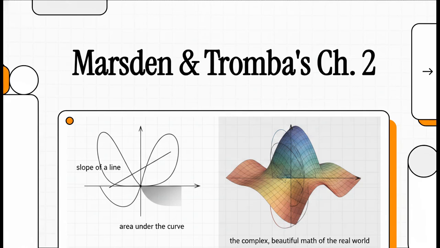All right, so if you've got basic calculus down, you know all about finding the slope of a curve. But what happens when the world isn't just a simple line? Well, today we're jumping beyond that and into the complex, really beautiful math of the real world. And we're going to use Chapter 2 of Marsden and Tromba's classic text as our guide.